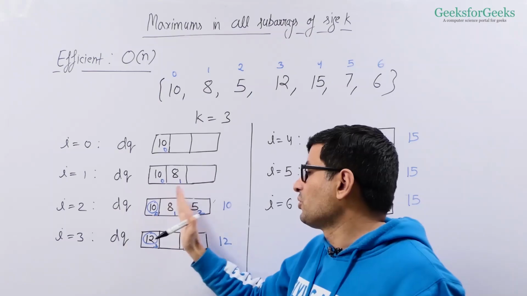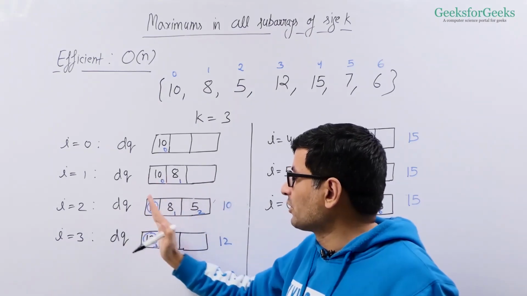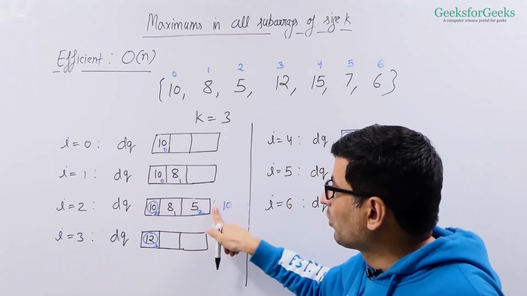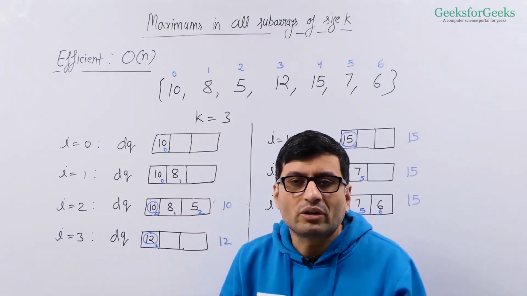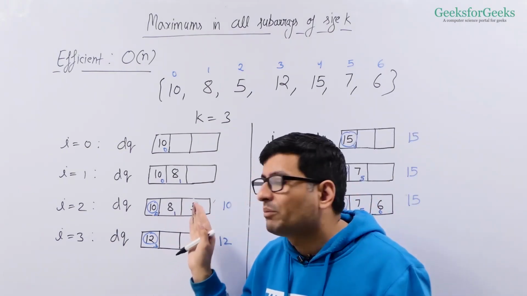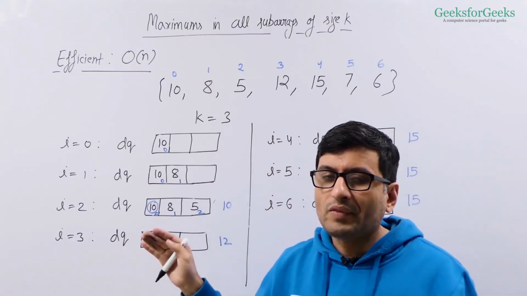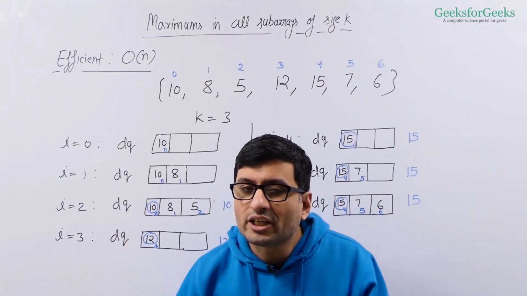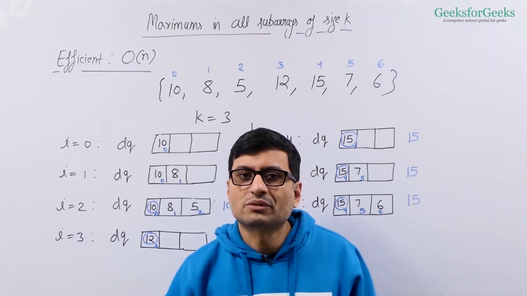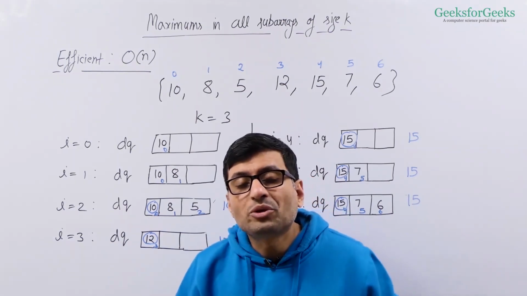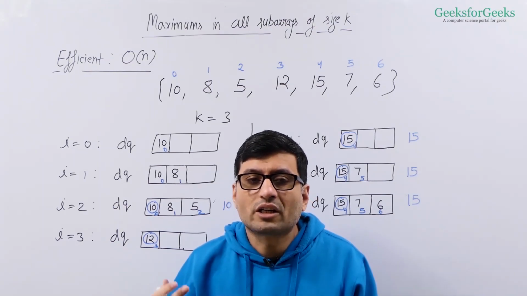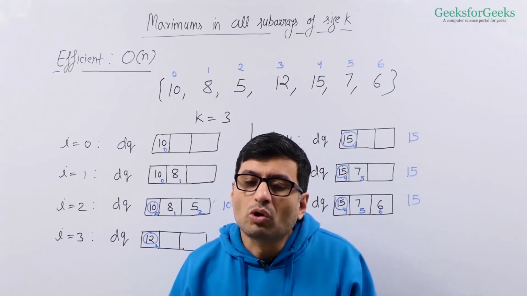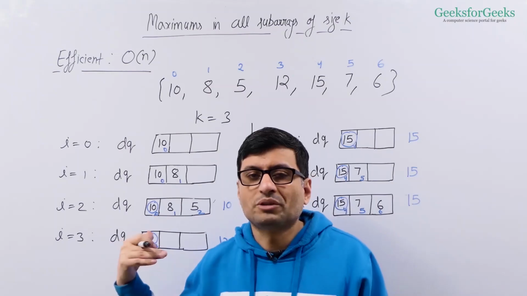Because when you go to the next window, 10 is not part of the window. And if the next window has an element 4, then 8, 5, 4 is the next window and 8 is the maximum element. So we need to keep smaller elements which come after. But when you see a greater element, you remove all the smaller elements from the array. So we need to keep the smaller elements when we see a smaller element, but when we see a greater element, we remove all the smaller elements from the end of the queue.